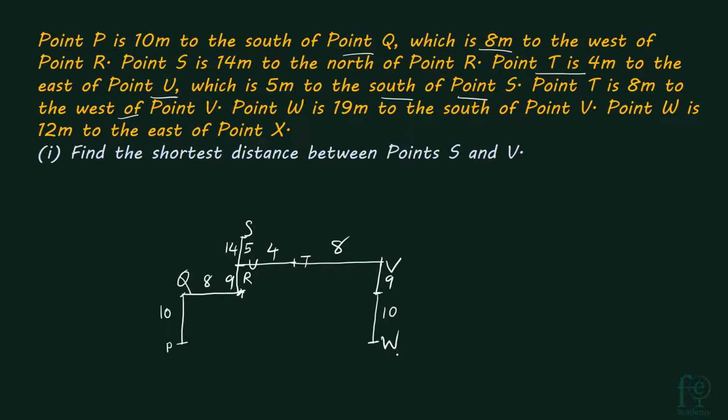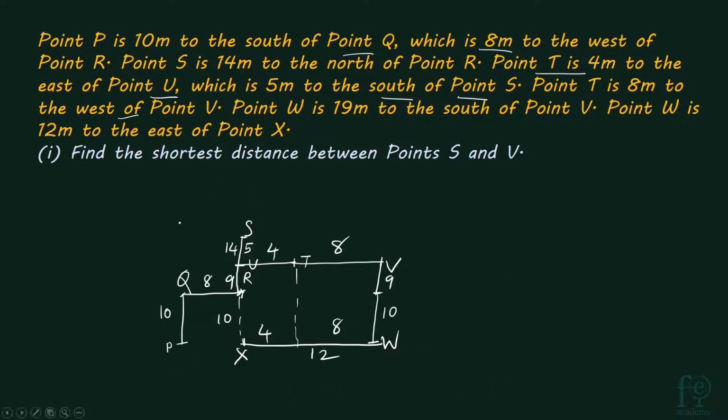Point W is 19 meters to the south of point V and point W is 12 meter to the east of point X. So here it is 8 meters is coming, here 4 meters is coming. So totally 12 meters means here point X should come. This distance is 12. So this is point X. Point W is 12 meter to the east of point X. So here 12 meters should come. So this distance is also equal to 10. Here 8, here 4. So here also you can mark this is 8 and this is 4. So total 12 meters is the distance between X and W. Okay. So you have completed the figure.